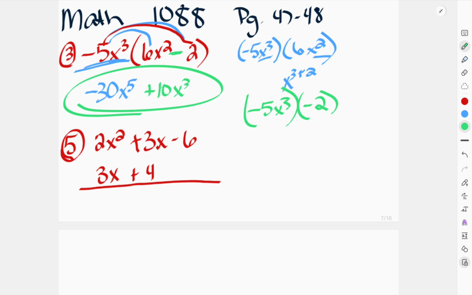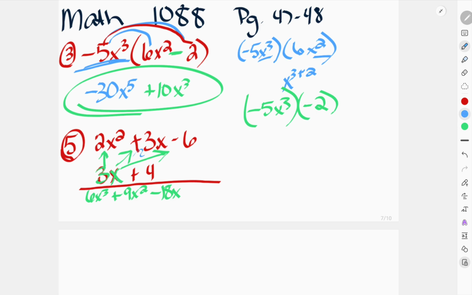It's a little bit more complicated than the other ones. It has extra steps. So I'll do 5 and I'll do 9, but then you should be able to do the other ones on your own. What I'm going to do is take my first term in the bottom and multiply it by everything on top. So 3x times 2x squared is 6x to the third. 3x times positive 3x is positive 9x squared. And then 3x times negative 6x is negative 18x.